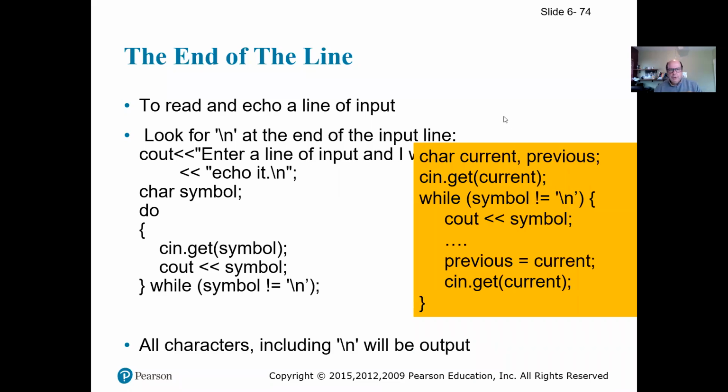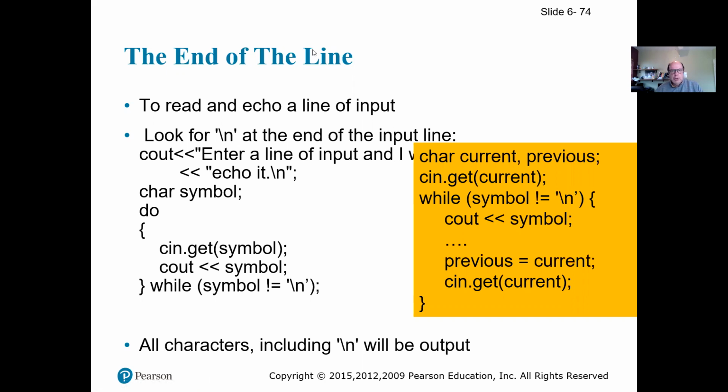Okay, so the next one is talking about how we are going to read the end of the line using what we have right now. So remember that at the end of the line, there is a \n, basically a new line character, which is an escape character, meaning that we cannot see it. But if I'm using the .get, I can actually read that character.